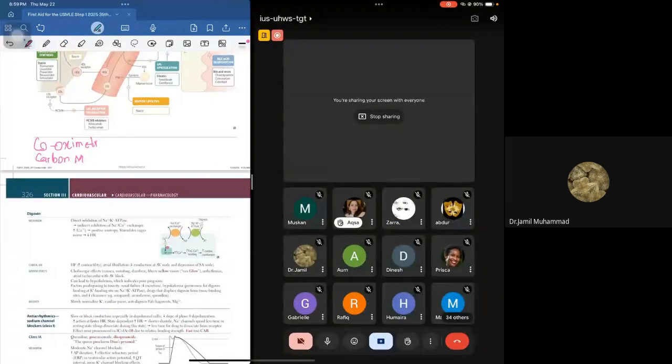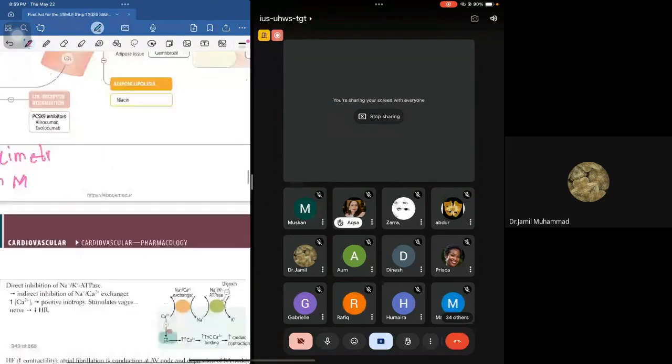For example, if a patient is having carbon monoxide poisoning, we are not talking about cyanide poisoning. If a patient is having carbon monoxide poisoning, the patient's hemoglobin is going to be bound with carbon monoxide, right? So when you look at the pulse oximetry, it is going to be normal. It's going to be 100%, right?